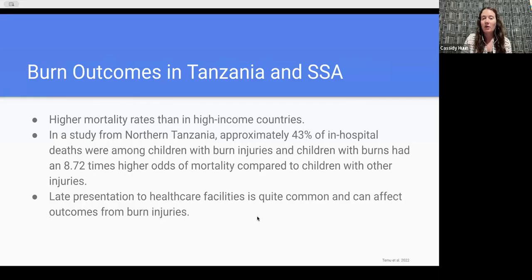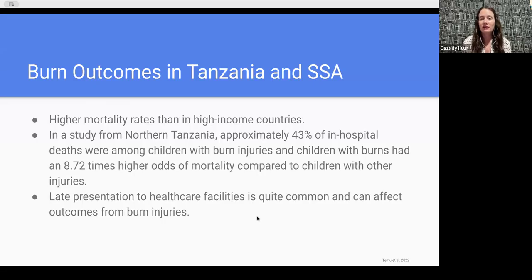So when thinking about pediatric burns in this setting, it's important to note that there are higher mortality rates than in high-income countries. A lot of this has to do with resource availability and not always having easy access to high-level burn centers. In northern Tanzania, a study reported that about 43% of in-hospital deaths among children were in children who had burn injuries, and they had a greater than 8 times higher odds ratio of mortality compared to children with other injuries.